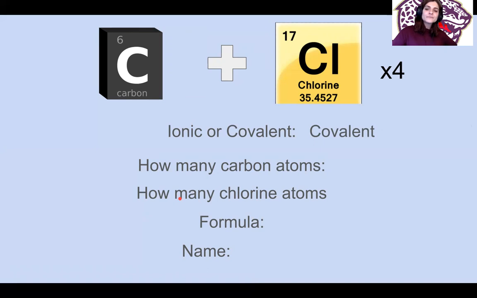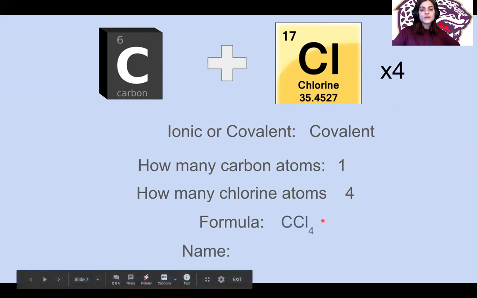Now, how many carbon atoms do we have? 1. We've got 1 carbon atom. What about how many chlorine atoms do we have? I added this. So that means that there are 4. So we've got 1 carbon, 4 chlorine atoms. It's a covalent compound. Its formula is going to be CCl4. What is the name of that? So remember, covalent compounds do have prefixes. So its name is going to be carbon tetrachloride.